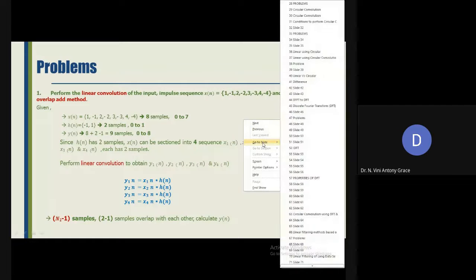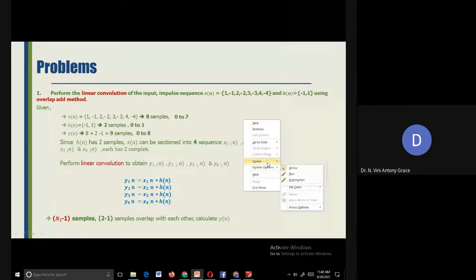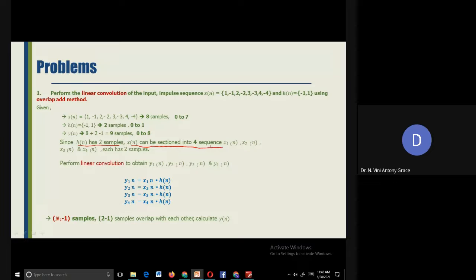Next. According to this procedure, what you have to do is you have to split the longer sequence into the size of shorter length sequence. So as you can see, since h of n is having only 2 samples, now we are going to section this x of n into 4 sequences. Each sequence has 2 samples. That is also mentioned here.